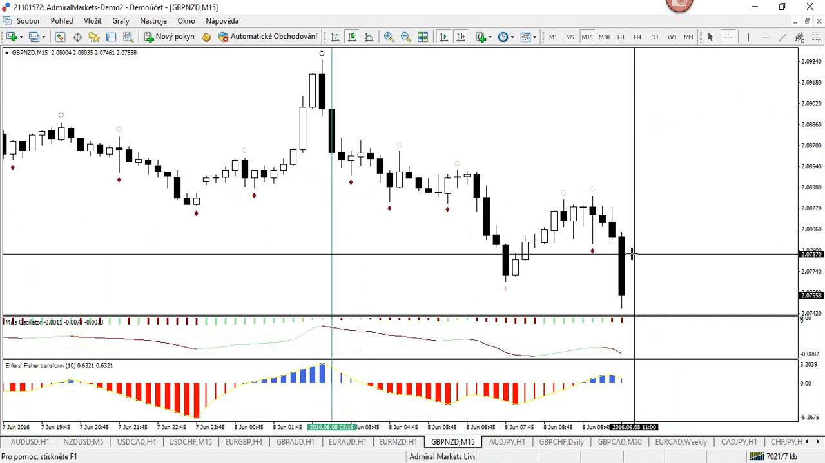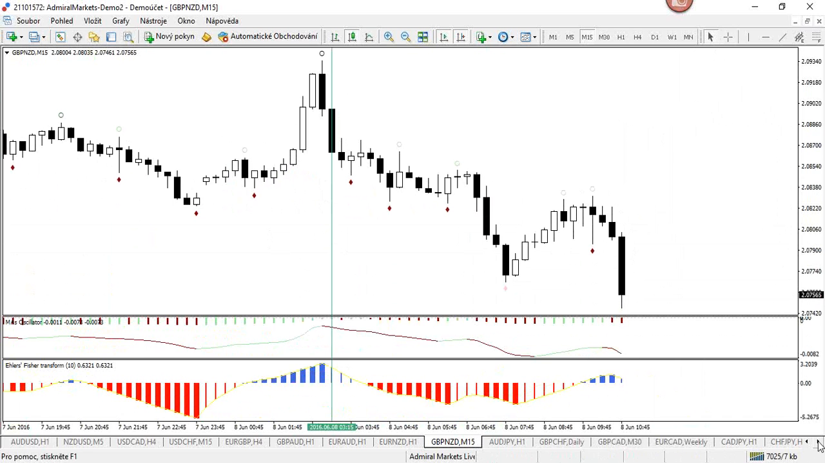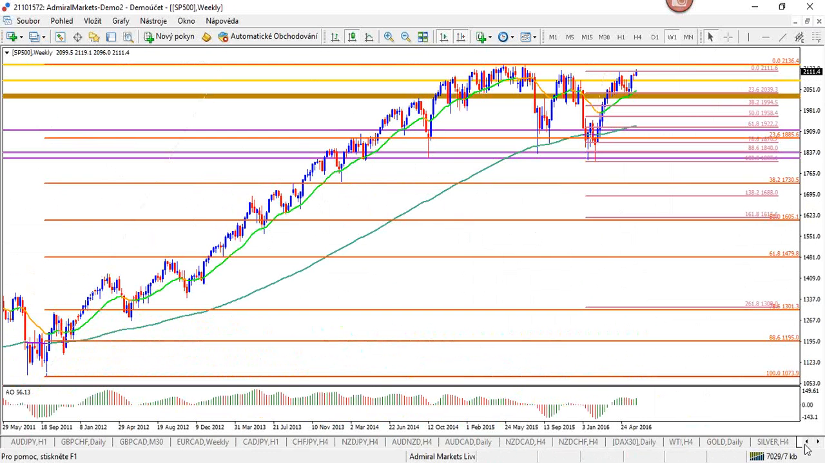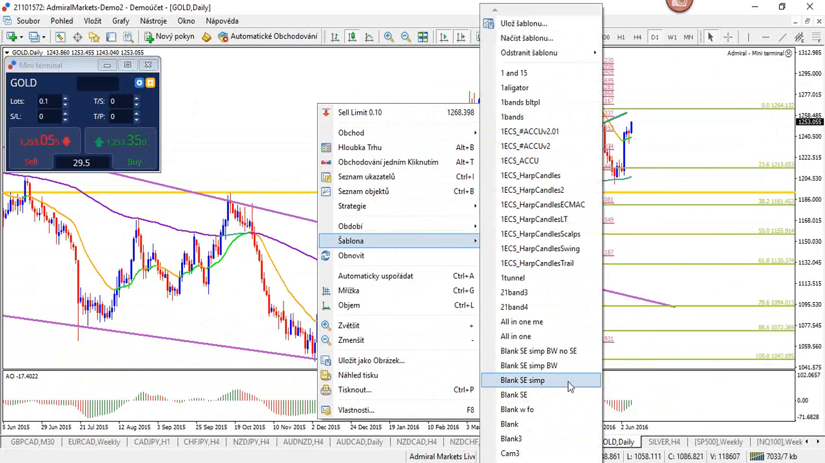Obviously, it would have been a bit better if it would have been about here, so we didn't have such a big stop loss. But let's see how this closes. Gold. Let's take a look. Gold. A lot of trend lines here. Let me refresh this.